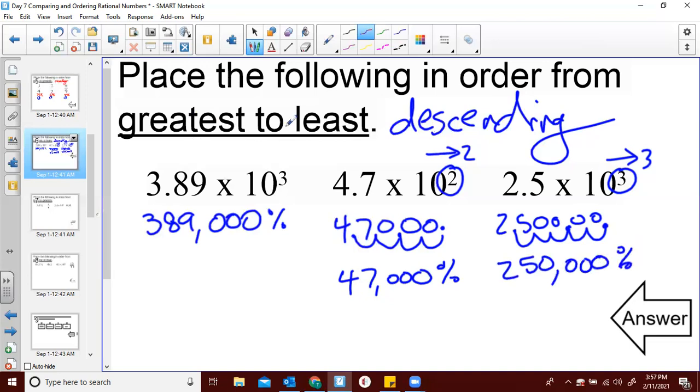All right, and we're talking about greatest to least. So 389,000 is way bigger than 250 and 47 for sure. 250,000 is going to be our second largest, and the teacher salary is going to be our lowest.